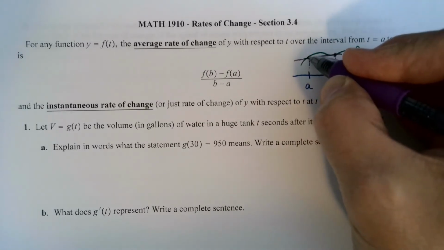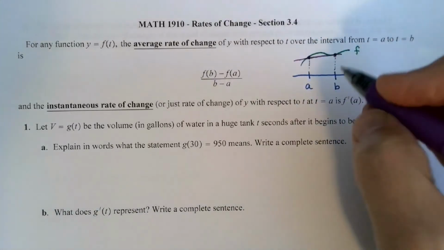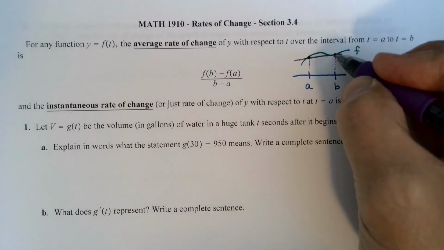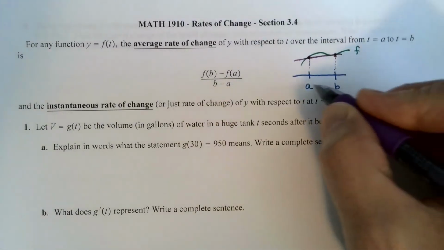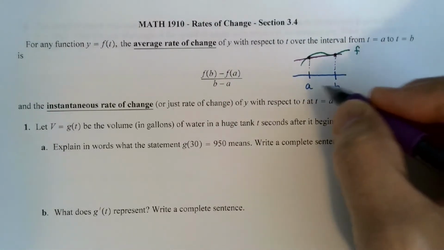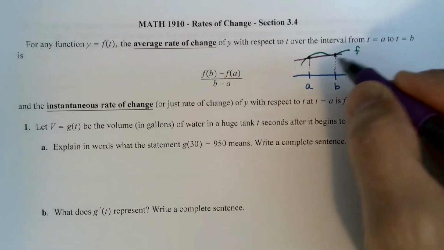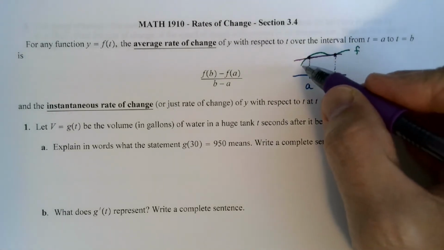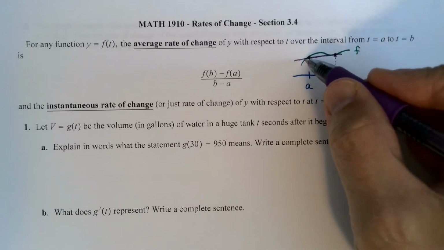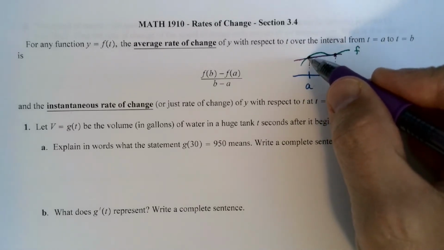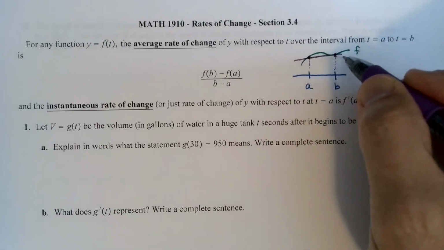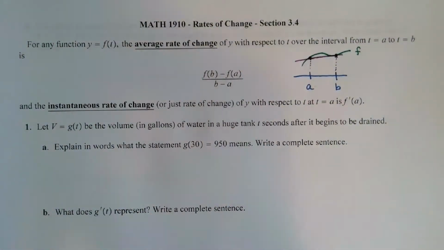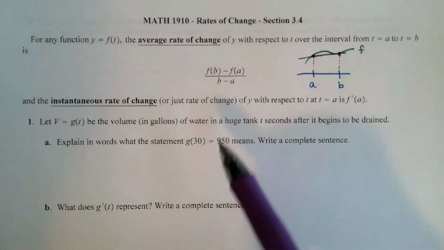Because this point right here is the point a comma f of a. And this is the point b comma f of b. So the f of b minus f of a is the change in the height as I go from this point to this point, and the b minus a is just the distance between b and a here. And so it's the slope of this line, and so it's the average rate of change. So as we move from a to b, if I want to say what's the average rate of change, it's really just the slope of this, what we sometimes call a secant line.